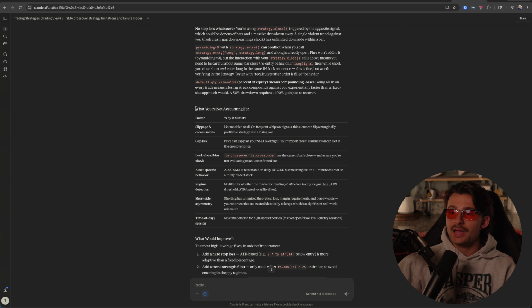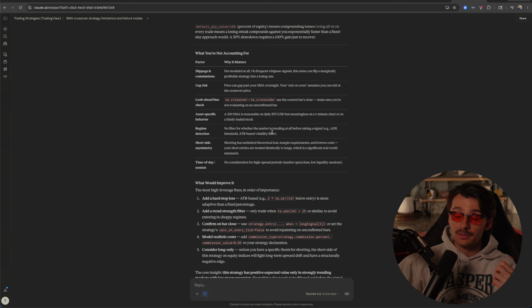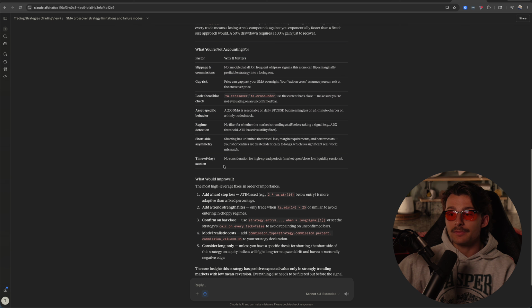It then gives me this entire section of what I'm not accounting for. Some of the stuff we talked about, things like slippage, stop loss, and then you can even add in time of day so it only trades during certain periods of time, which you may or may not want to do. You may find that when this thing fires off trades overnight, it almost always loses. Well, then let's not do that. And let's make sure we're only firing off trades during, let's say, New York session.